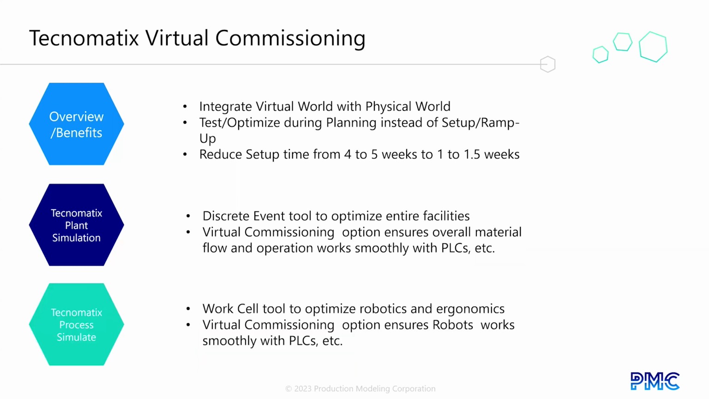While plant simulation addresses overall factory commissioning issues, process simulate addresses cell and line level issues. Besides being a very powerful generic tool that can optimize a work cell's robotics programming and ergonomics without including commissioning, Tecnomatic's process simulate virtual commissioning tools ensure that automation equipment like robots works smoothly with control components like PLCs.